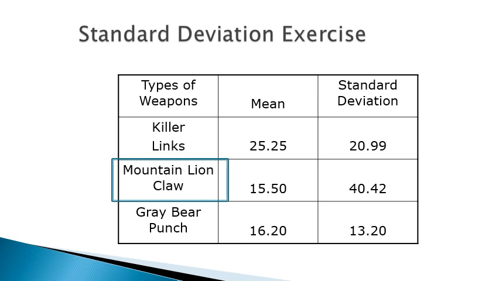Mountain lion claw is hitting 15.5 feet away from the target. Remember, I'm dropping this, with a standard deviation of 40.42. And gray bear punch is hitting 16.2 feet away from the target with a standard deviation of 13.2. What I would like to challenge you to do is draw what you're seeing. These numbers should be giving you a visual image of what's happening, and I'd like to see you draw this. We can probably logically figure this out just by looking at it, but it's different to just work off of numbers, and it's different to be able to actually see this.